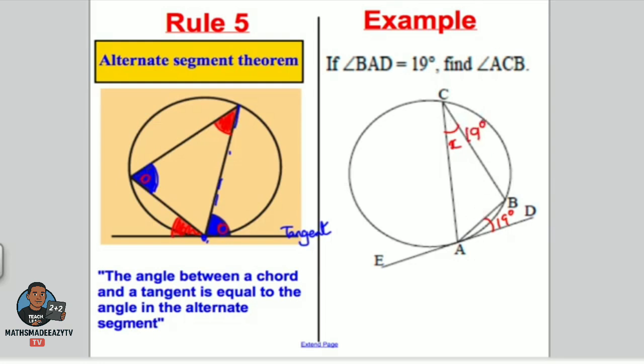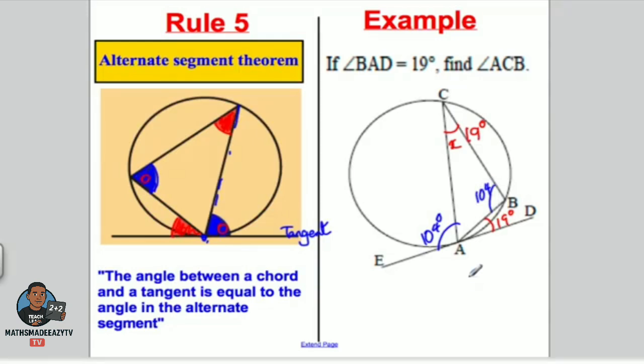Now, they didn't tell us, but let's imagine that this one here is 104 degrees. This is a tangent meeting a chord at 104. So the angle in the alternate segment opposite here must also be 104. Okay? And that is rule number 5.